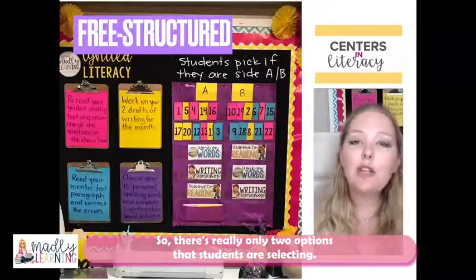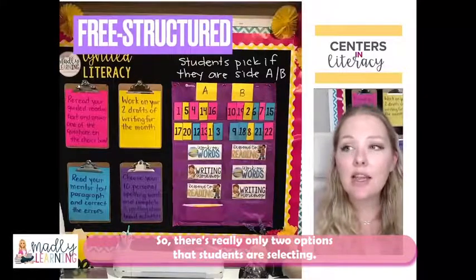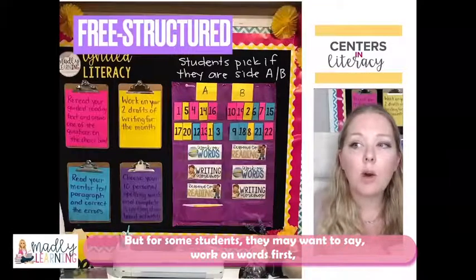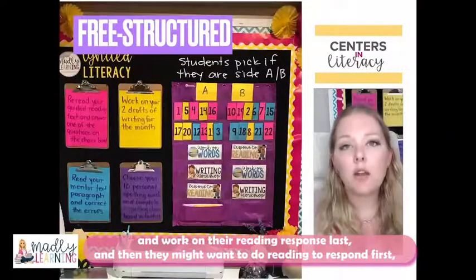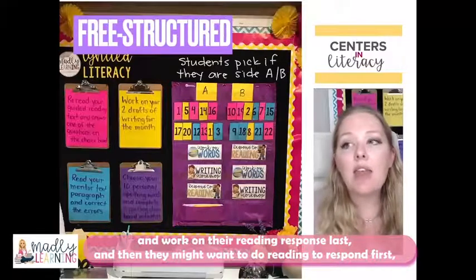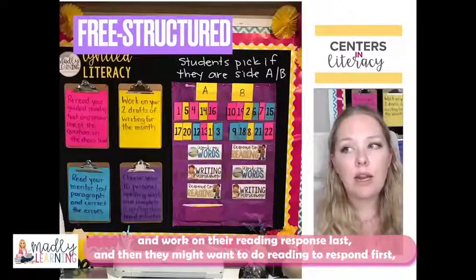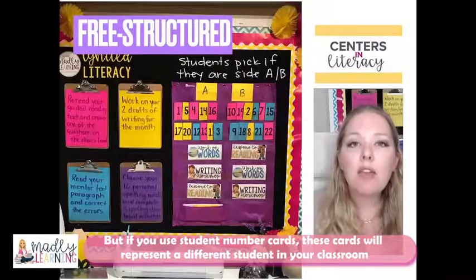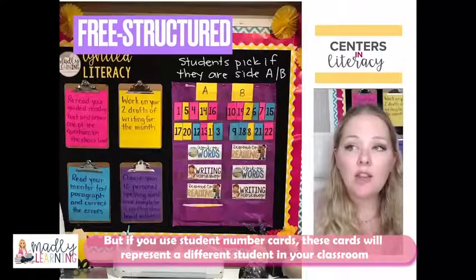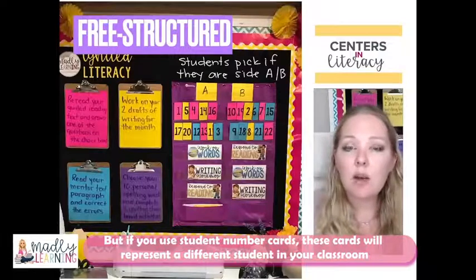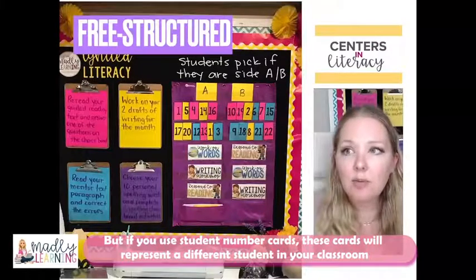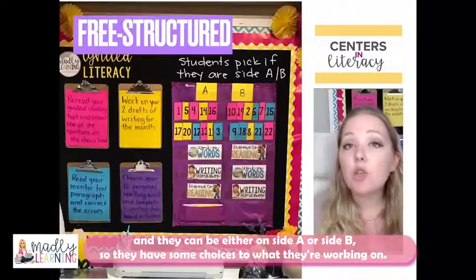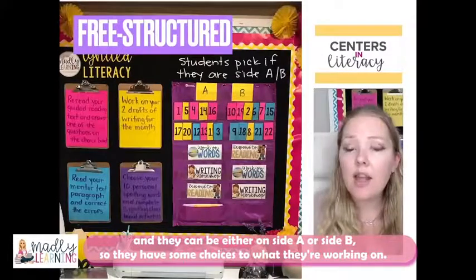So there's really only two options that students are selecting, but for some students, they may want to work on words first and work on their reading response last, and then they might want to do reading response first. It depends on where they might be. But if you use student number cards, these cards will represent a different student in your classroom, and they can be either on side A or side B. So they have some choice as to what they're working on.